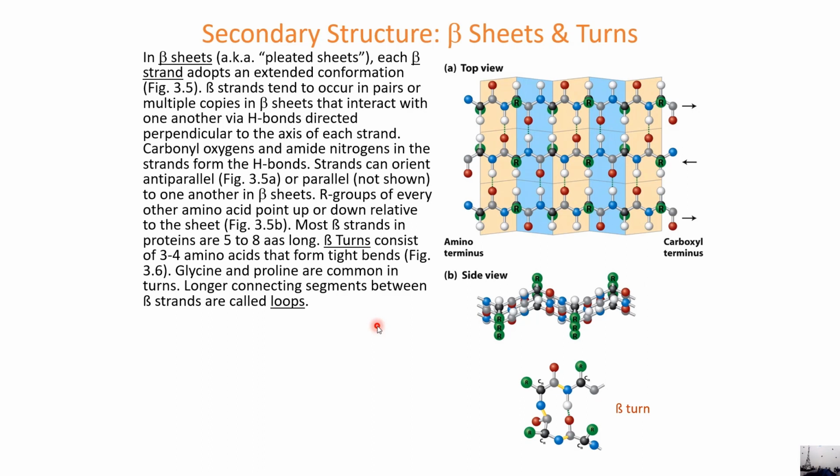Now in the beta pleated sheets, each beta strand adopts an extended conformation. Beta strands tend to occur in pairs or multiple copies in beta sheets that interact with one another by H bonds directed perpendicular to the axis of each strand. Carbonyl oxygens and amide nitrogens in the strands form the H bonds, and strands can orient anti-parallel or parallel to one another in beta sheets. The R groups of the side chains of every other amino acid point up or down relative to the sheet. Most beta strands in proteins are 5 to 8 amino acids long, and beta turns consist of 3 to 4 amino acids that form tight bends, and glycine and proline are common in turns. Longer connecting segments between beta strands are called loops.